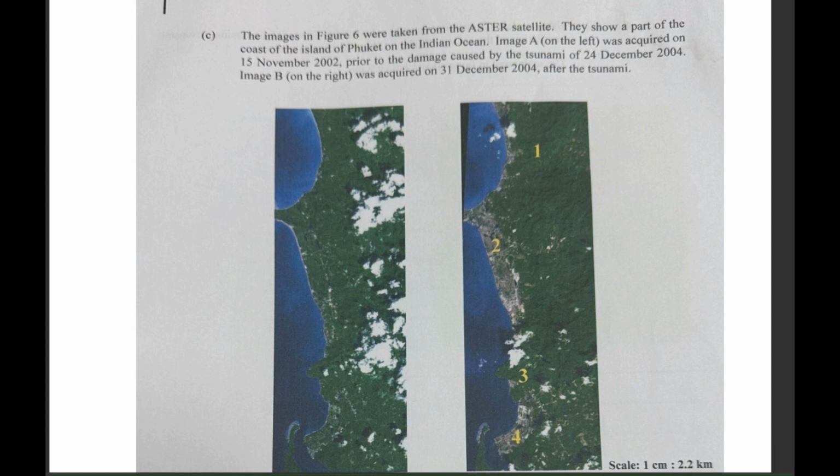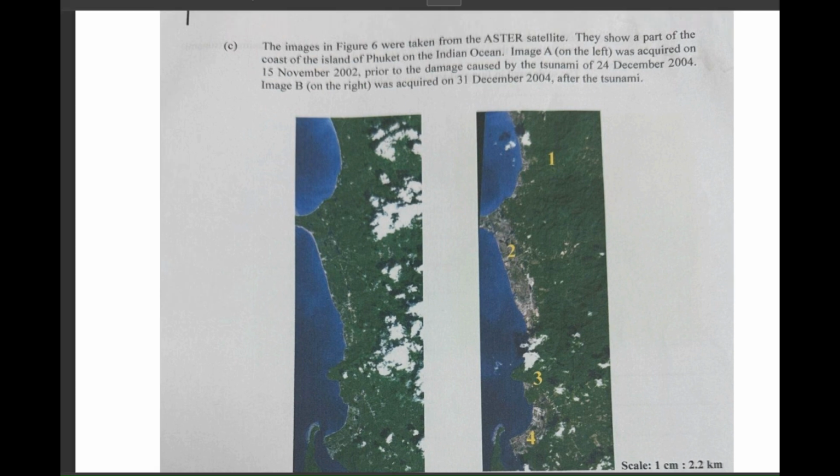Part C of the question gives us 2 images, and these were satellite images of Phuket on the Indian Ocean that were taken on the 31st of December 2004 after a tsunami. That's image B, and image A was taken on the 24th of December the same year before the tsunami. Now what we're to do is look at the 2 images and state one area that was not impacted by the tsunami.